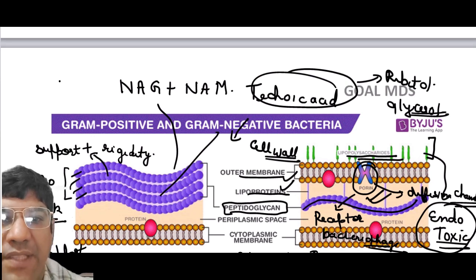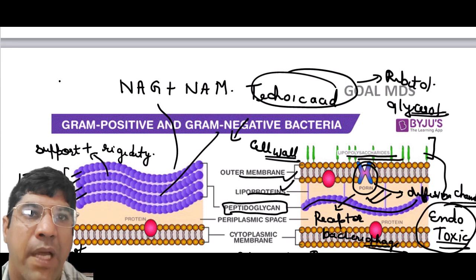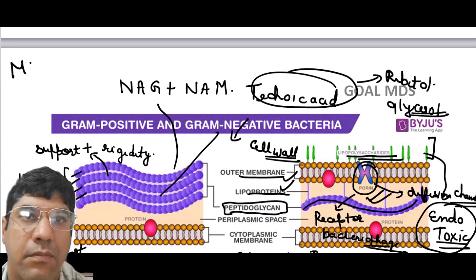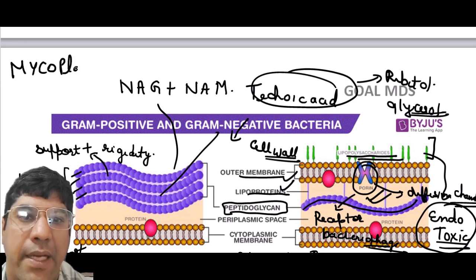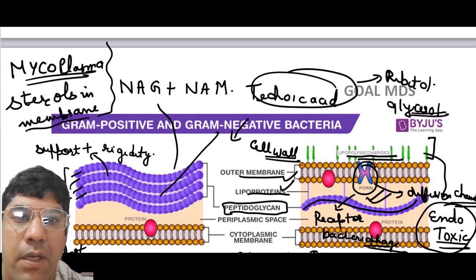Unlike eukaryotic cells, bacterial cells lack sterols in their cytoplasmic membrane. The only exception is the mycoplasma. Remember the mycoplasma, it may contain sterols in the membrane. Another important MCQ point to remember.